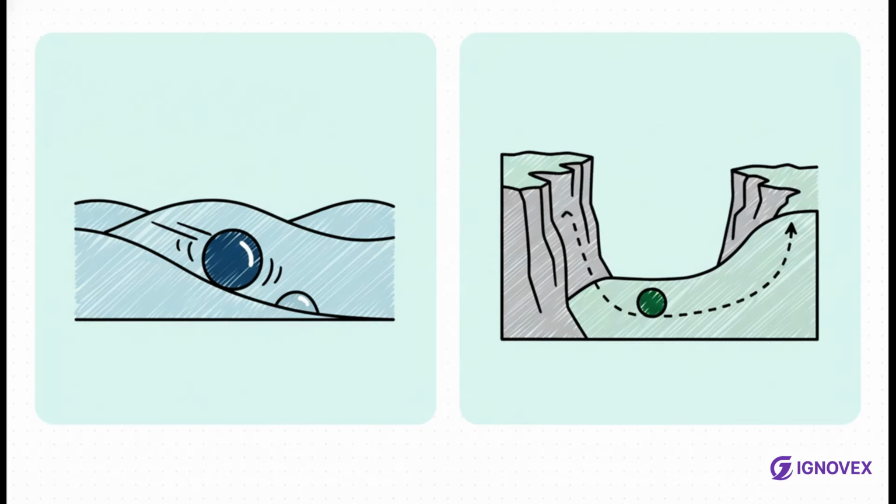Then you have RMSProp. This one is a little bit smarter about the terrain. It actually adjusts its speed based on how steep the hill is, going faster on gentle slopes and more carefully on the really steep parts. Adam's genius is that it combines that raw downhill power of momentum with the smart adaptive speed of RMSProp.